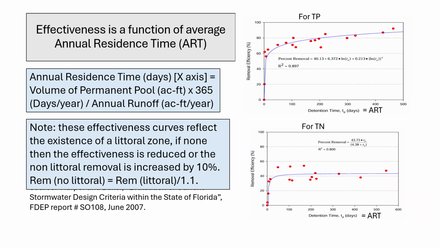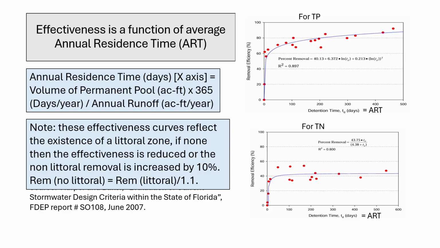These effectiveness curves, such as the separate ones developed for total phosphorus and total nitrogen, were derived from existing ponds that typically include a littoral zone. A littoral zone, with its shallow water and emergent vegetation, plays a significant role in pollutant removal. If a treatment system does not have a littoral zone, its removal effectiveness will be reduced. To account for this, you can adjust the removal value obtained for a system with a littoral zone by dividing it by 1.1.